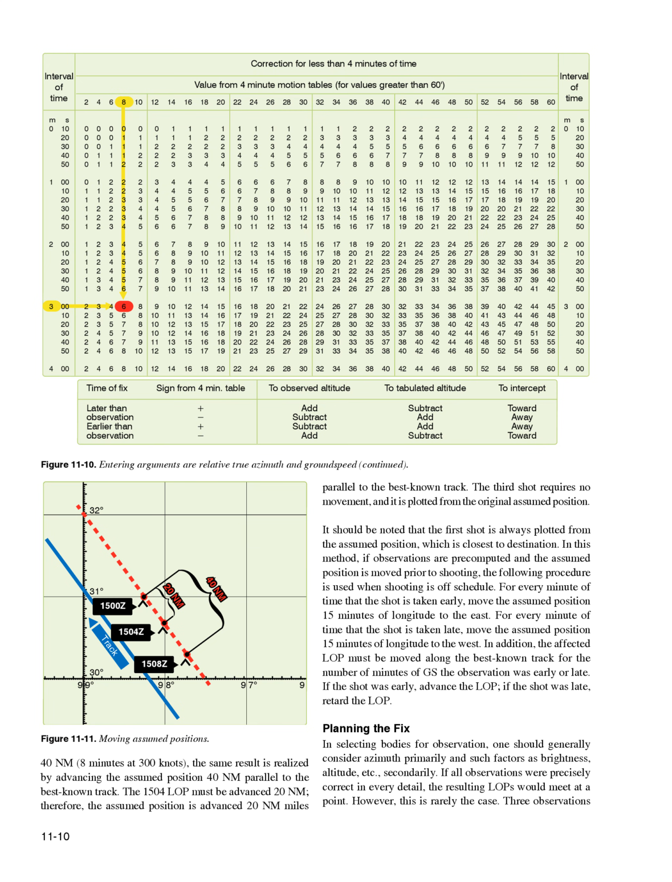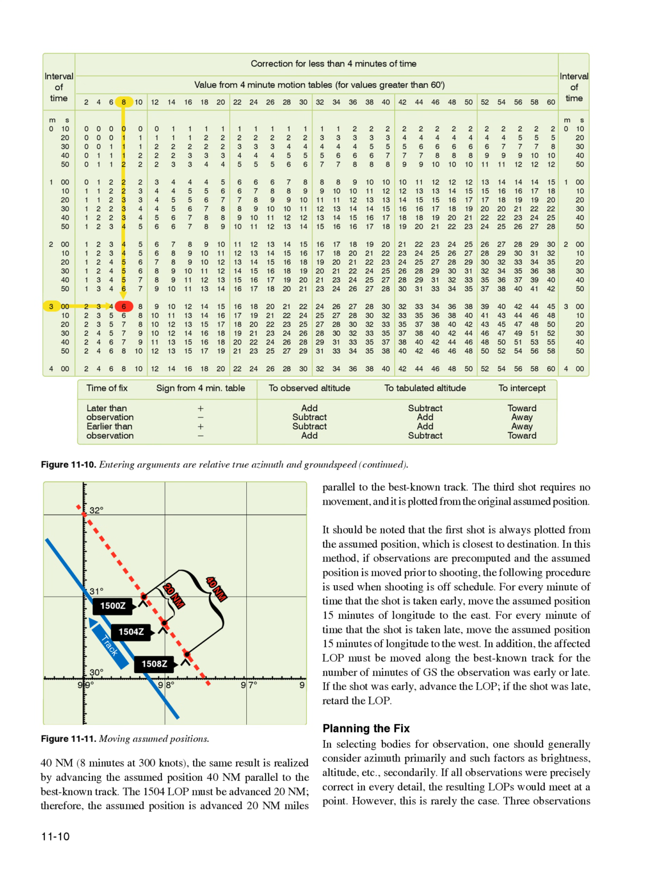For every minute of time that the shot is taken early, move the assumed position 15 minutes of longitude to the east. For every minute of time that the shot is taken late, move the assumed position 15 minutes of longitude to the west. In addition, the affected LOP must be moved along the best-known track for the number of minutes of Gs the observation was early or late. If the shot was early, advance the LOP. If the shot was late, retard the LOP.